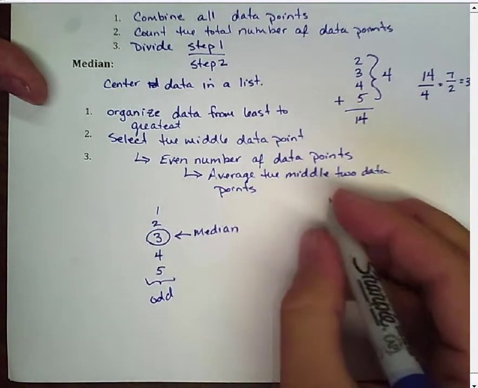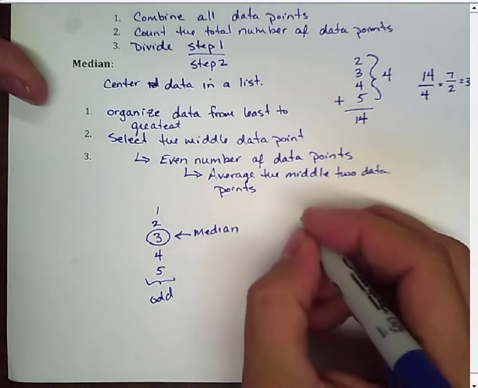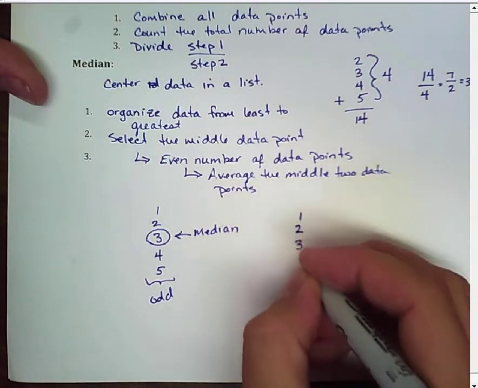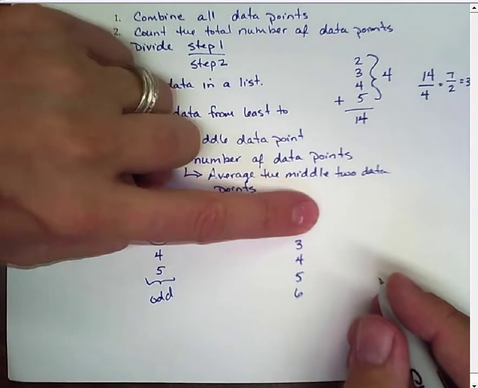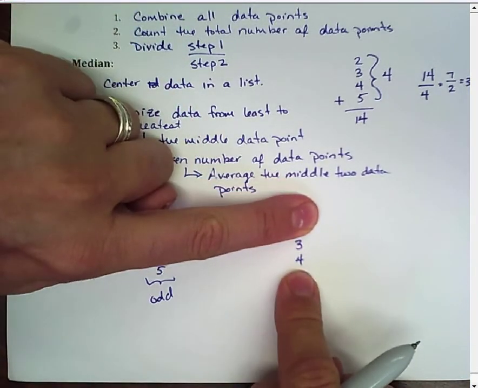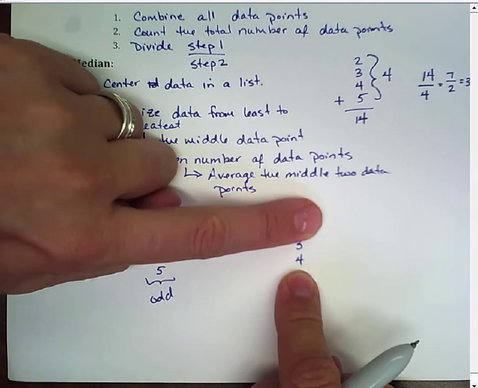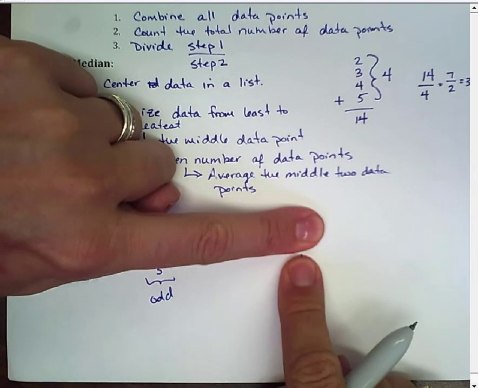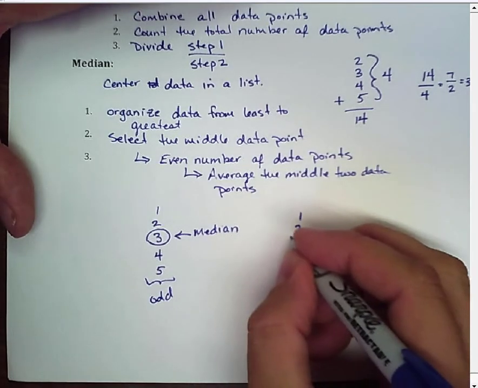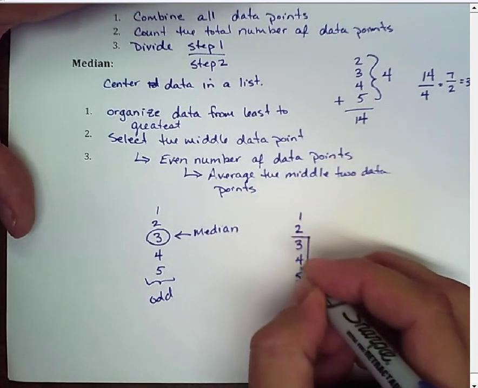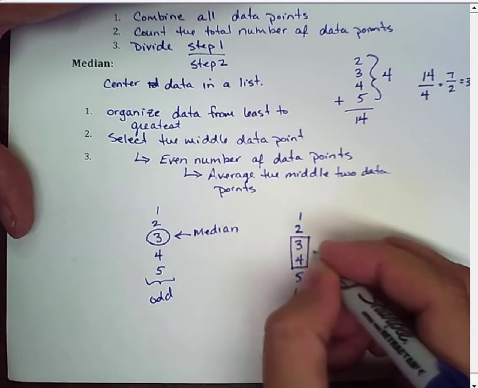But what if I have an even number? What if I have 1, 2, 3, 4, 5, 6? Well, now if I select the 2 above and the 2 below, I'm left with 2 in the center. And if I covered up the 3 and the 4, what is that number that I'm missing? I find that number by taking the 2 middle values and averaging those together.